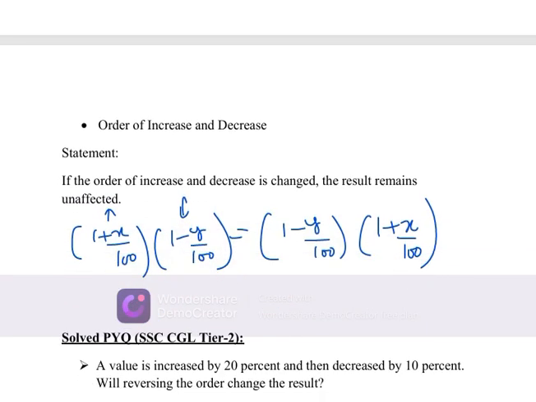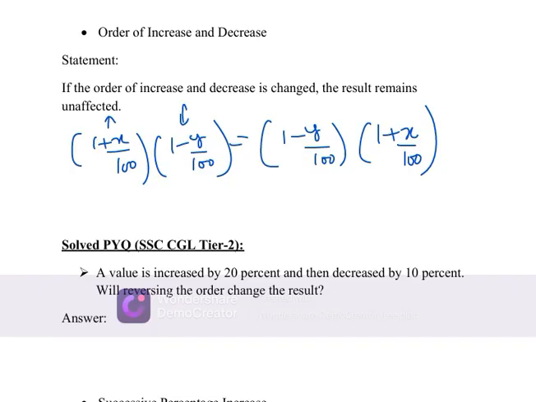So let's see a question based on this. A value is increased by 20% and then decreased by 10%. Will reversing the order change the result? You can see that if we reverse, that means first we decrease the value by 10% and then increase the value by 20%. For the answer, you don't need to calculate anything, just simply take the option which says no change. There will be no change in the value; the net result will remain the same. I hope this was clear.